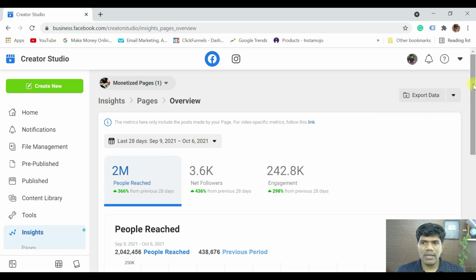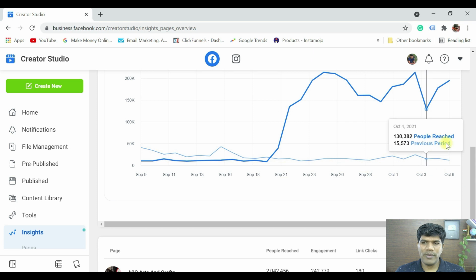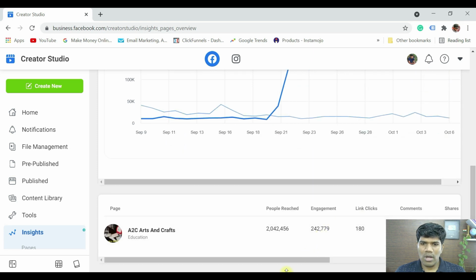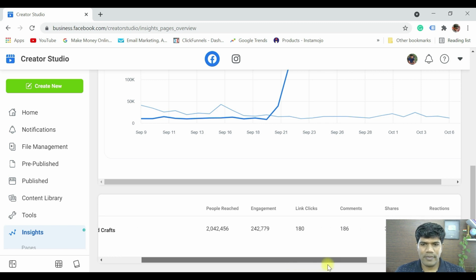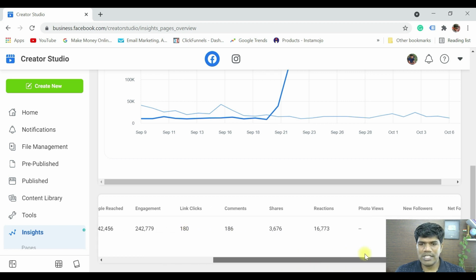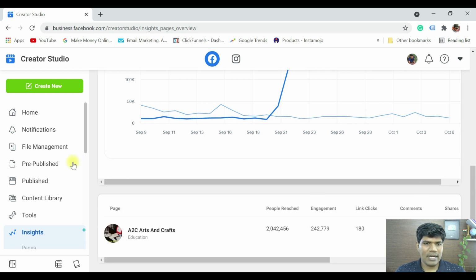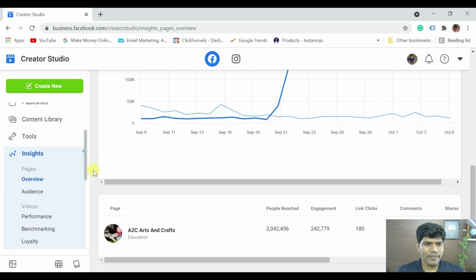So in the overview, it is going to give a high level overview of how the page has been performing in the last 28 days. Okay, so total people reached is around 2 million. Net follower gain, engagement, compared to the previous period and this period. So overall people reached, engagement with respect to the page, not with respect to video. This is giving the stats with respect to the complete page. Okay, and you can also see the number of people who have clicked on the links, comments, shares, reactions, right? So that's how it has been indicating here. Now let's scroll down.